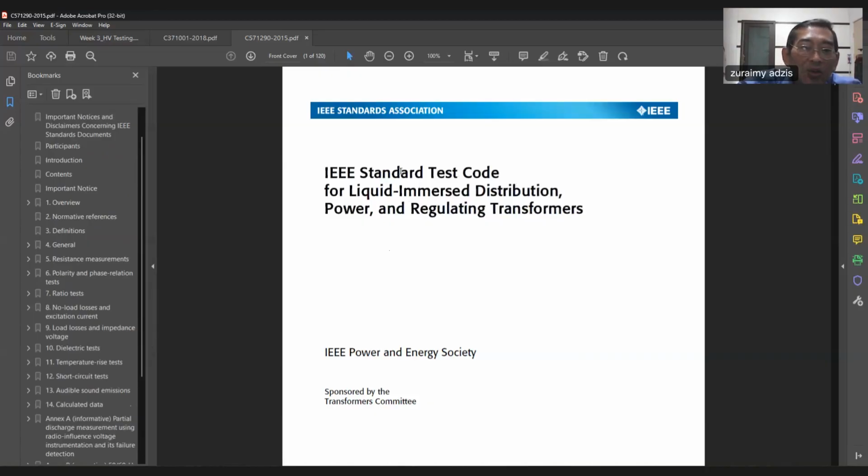All right. Remember, this is not a basic requirement, but this is a standard test code for liquid immersed distribution, power, and regulating transformers. So these are the tests given. It didn't specifically say, oh, routine test is this, type test is this, but this is a standard test code. It depends on another standard that says, okay, this test is a type test, this test is a routine test, and so on, just like before. Okay, so do we have more? Yes, we do. Let's see if there are any cables in there.